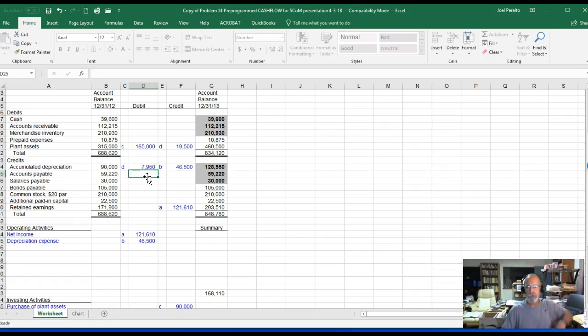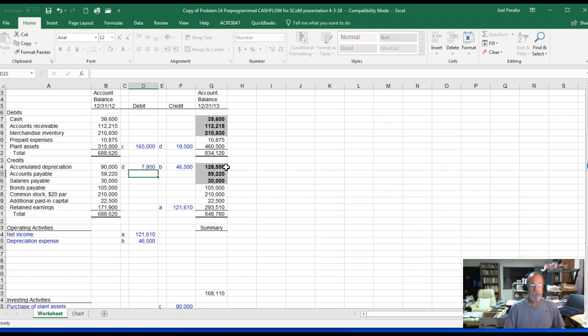Now at this point we should begin to see some of the balances that we would like to see and need to have over on the right side of the balance sheet under December 31/13. If we take a look at some of those balances, we can see that our plant asset account balance is correct, $460,500, and our accumulated depreciation balance is also correct. That's a credit of $128,550. Okay, so it's starting to happen.